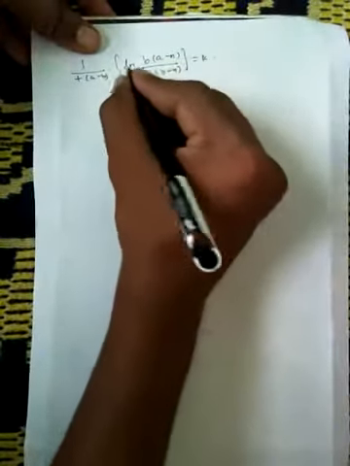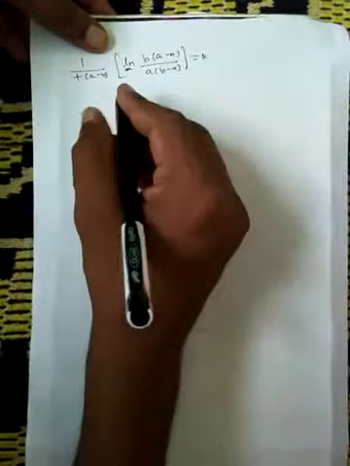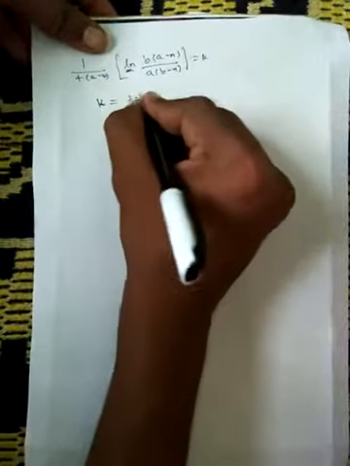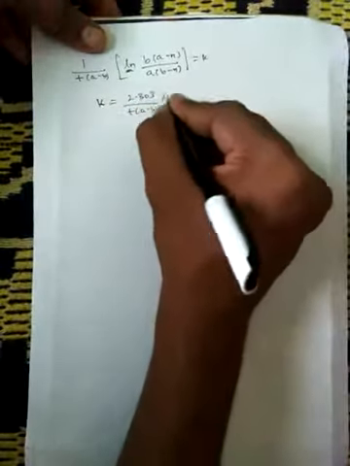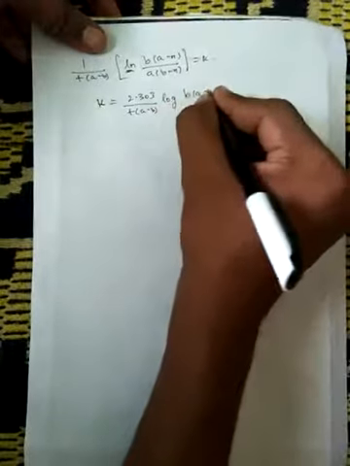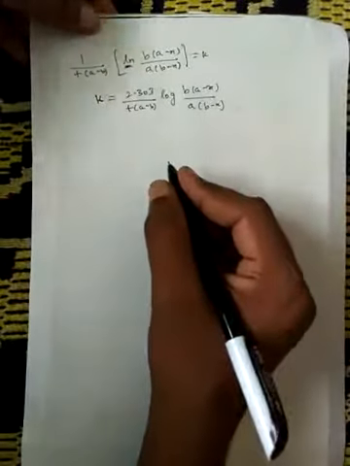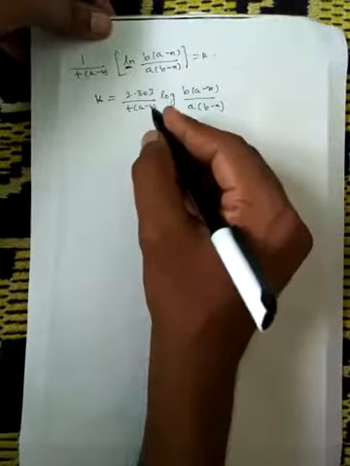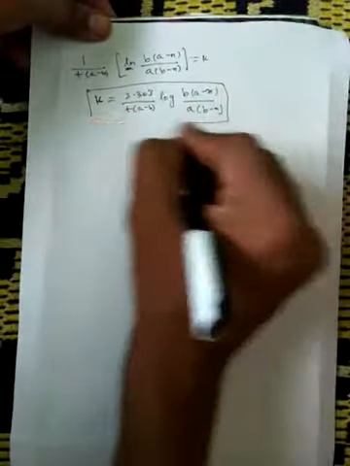So you can convert this natural logarithm, base e, into base 10. I should multiply it with 2.303 divided by t a minus b, logarithm b into a minus x and a into b minus x. Right, so this is the rate constant equation.